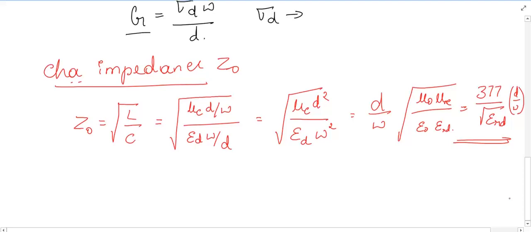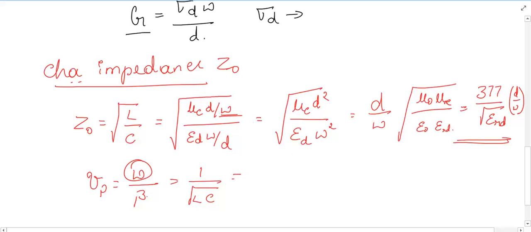Now the phase velocity of the TEM wave propagating through the parallel strip is given by the expression we had seen previously, omega divided by beta. Don't get confused between omega and W. This is nothing but omega, and W tells about the width. So it is 1 by root of LC. Again, substitute for L and C.